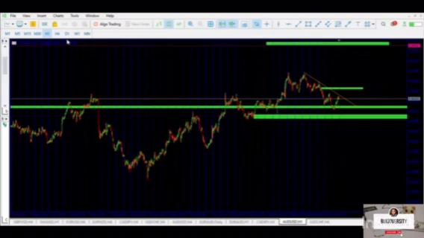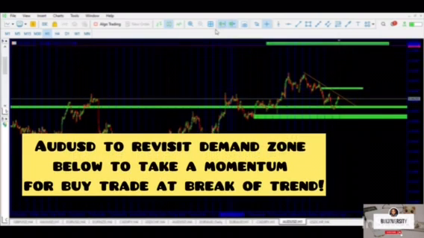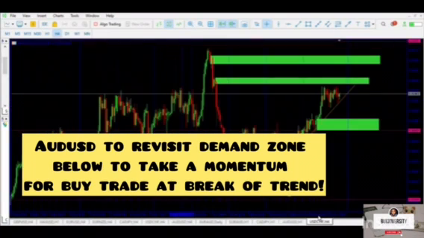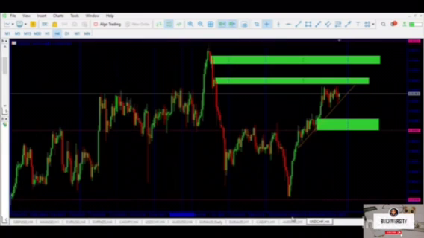So that is the setup for Aussie USD. This is what we're expecting. We're expecting a buy, but we'll wait for the market to play around this zone here and then break out from it before we take an entry up to this zone. So that is it for Aussie USD. I think we've gotten the whole idea for USD CHF and Aussie USD.